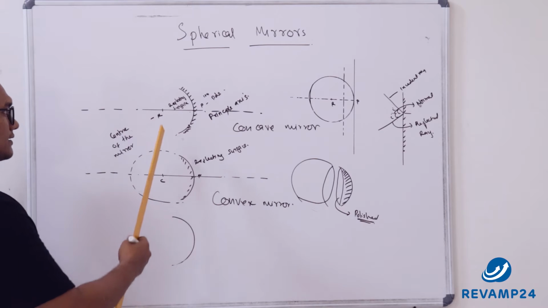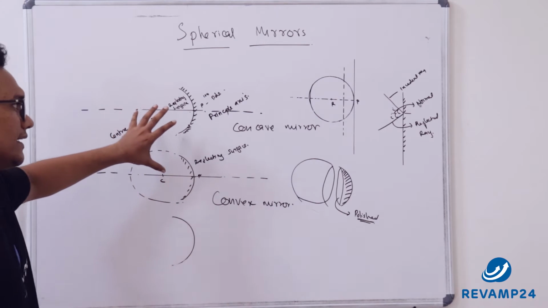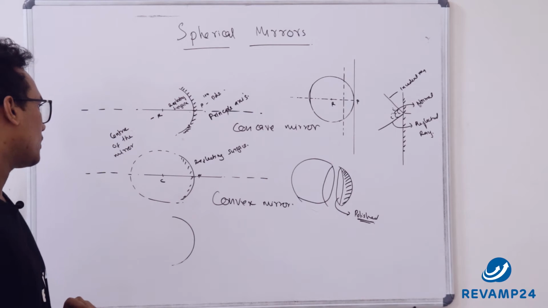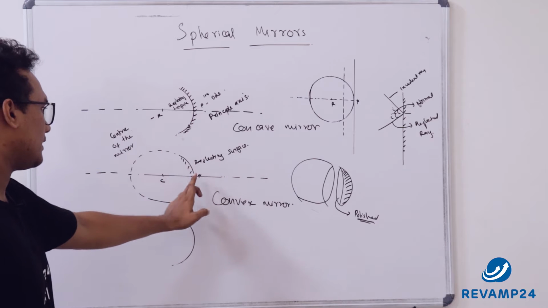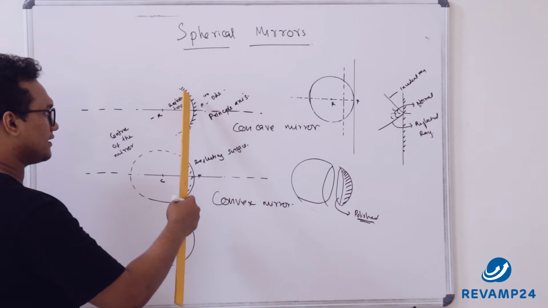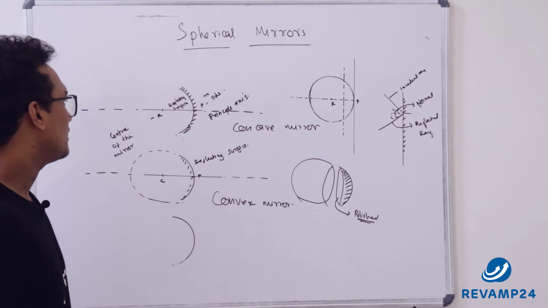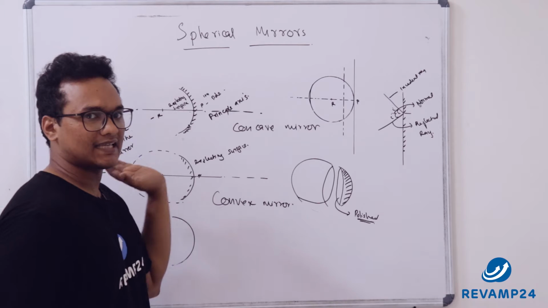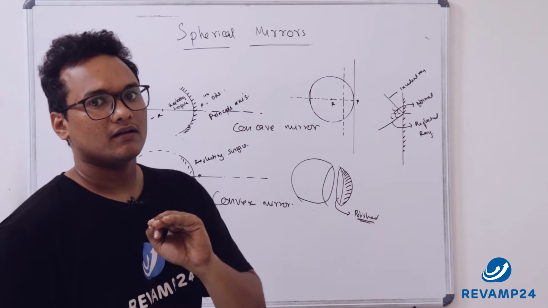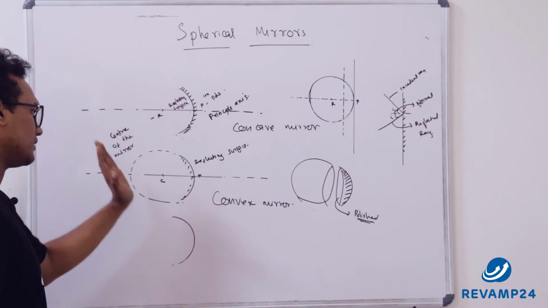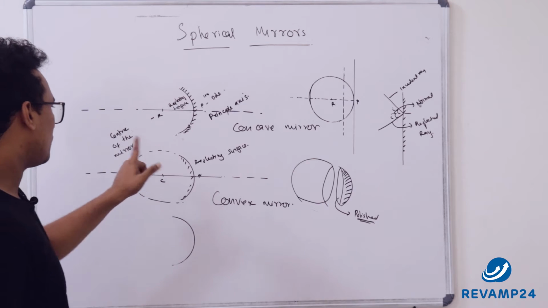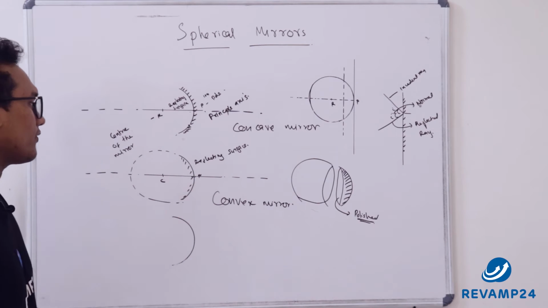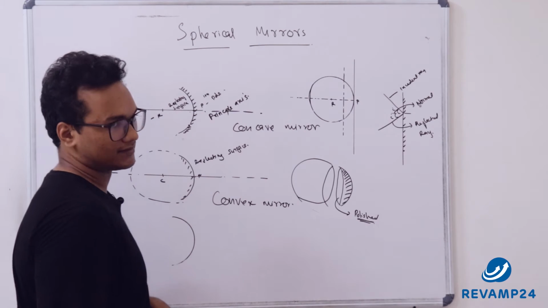Now, the center is the center of the sphere from which this mirror is cut. Next, the pole is just the geometrical center of the reflecting surface. The principal axis is the line passing through the center of the mirror and the pole. In both cases it can be defined. In a concave mirror, the inner side is the reflecting surface. In a convex mirror, the outer side is the reflecting surface.